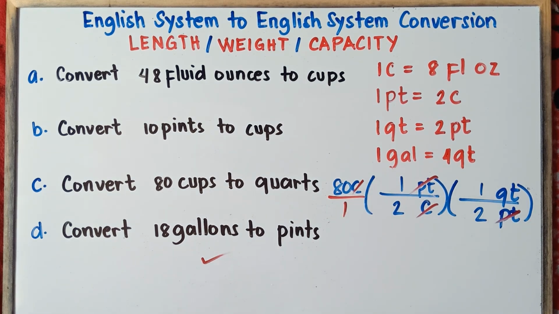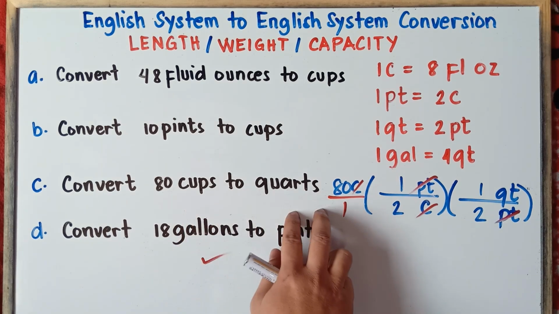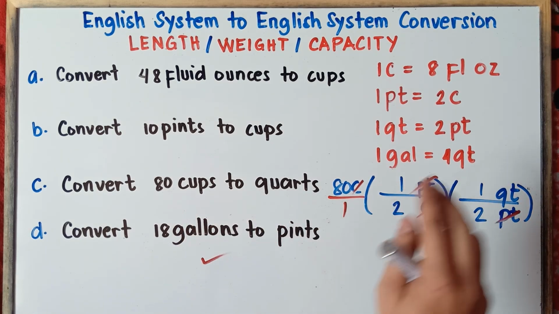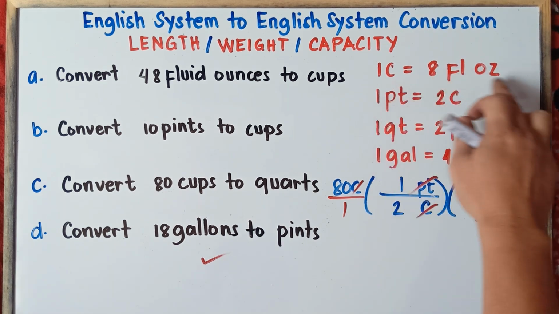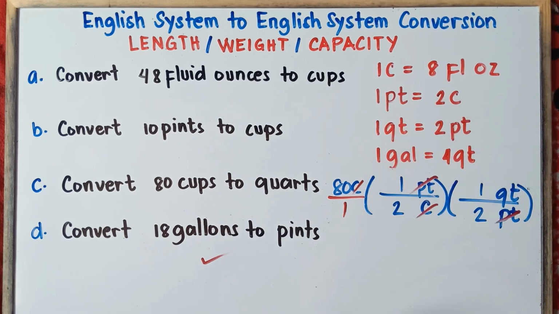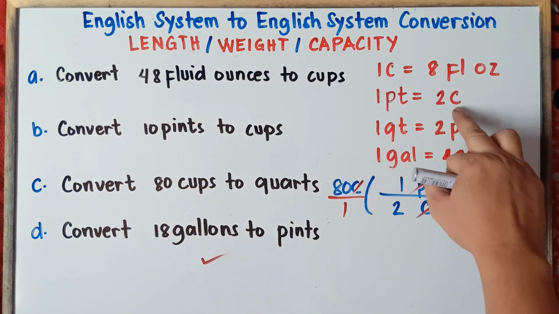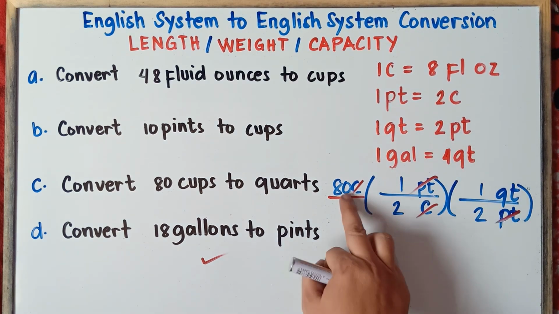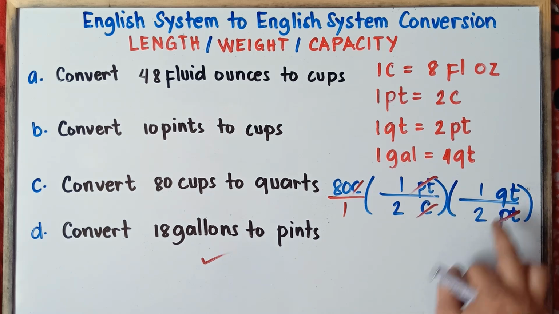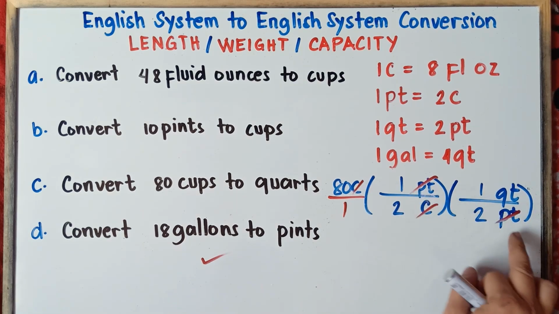Once again, class, I hope you're not confused. 80 cups to quarts, we don't have the conversion from cups to quarts directly. We only have cups to fluid ounces, we have cups to pints. So therefore, we need to convert cups to pints, and then pints to quarts. So cancel cups, and then cancel pint.